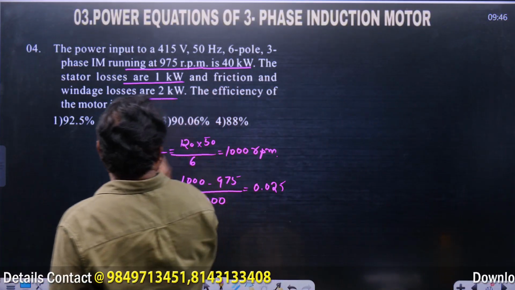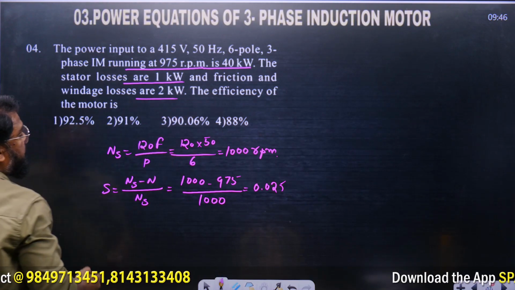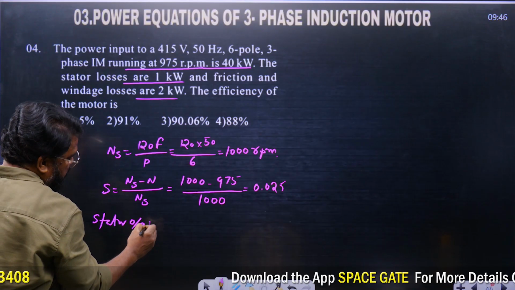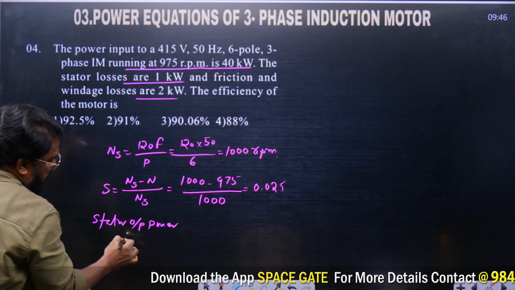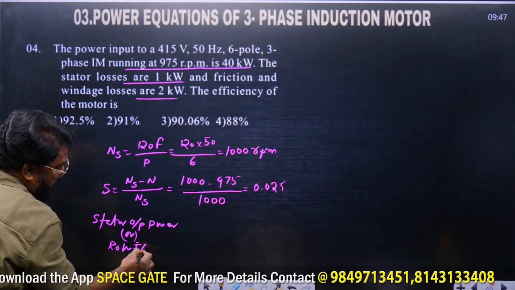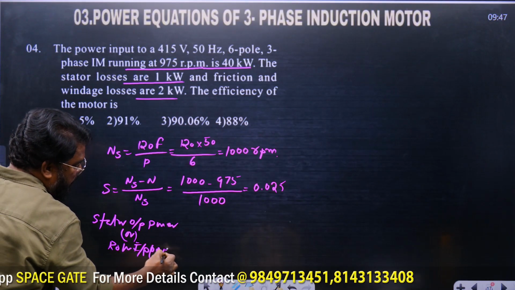And we know that the input power of the motor is equal to 40 kilowatts. Therefore, the stator output power, another name for which is the rotor input power or gross mechanical power output.